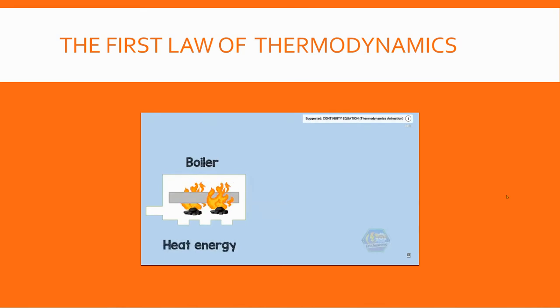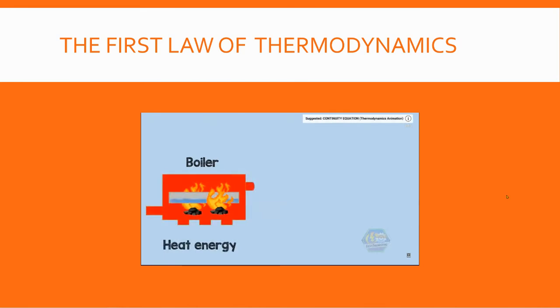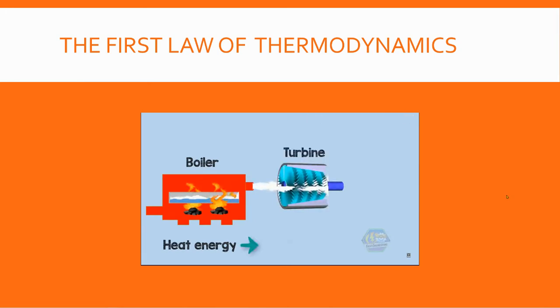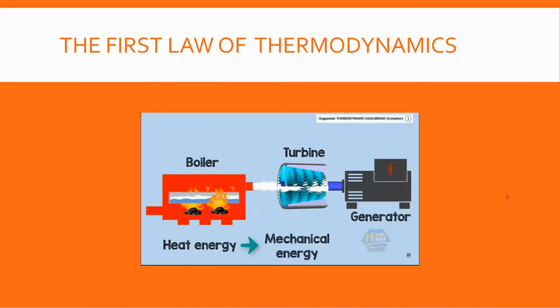Now, the heat energy will transfer its energy to the water above it, making it into steam. And the steam will rotate a turbine, and that's mechanical energy right there. And then this turbine will rotate a generator which converts that energy into electrical energy. See, just by knowing this law, you can do so much.